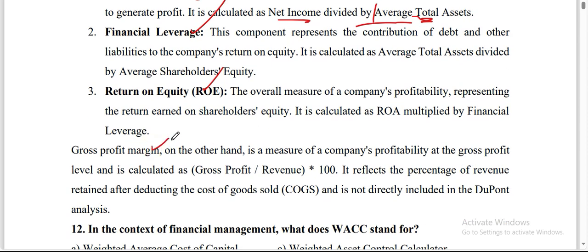Gross profit margin, on the other hand, is a measure of a company's profitability at the gross profit level and is calculated as gross profit divided by revenue times 100. So this one is not the answer, as it is not a component, as I mentioned.